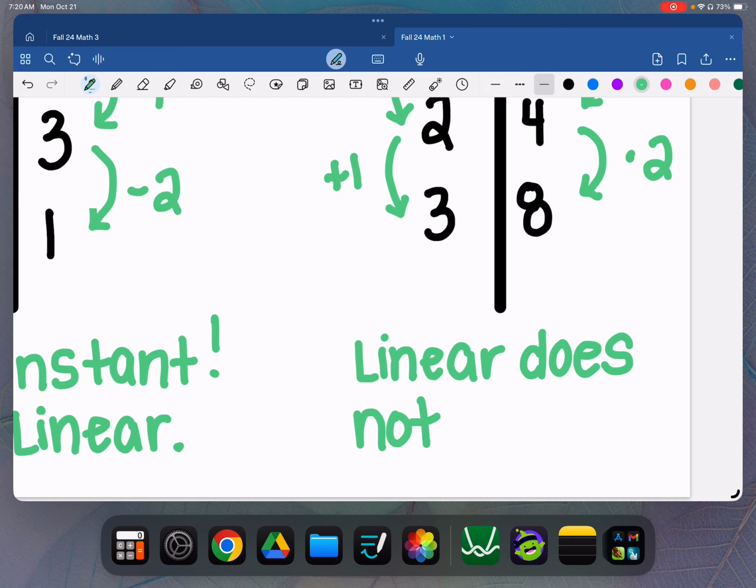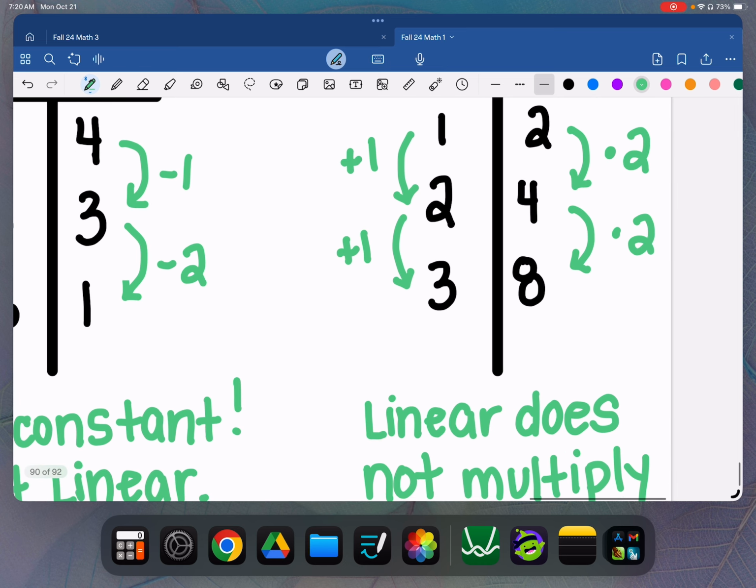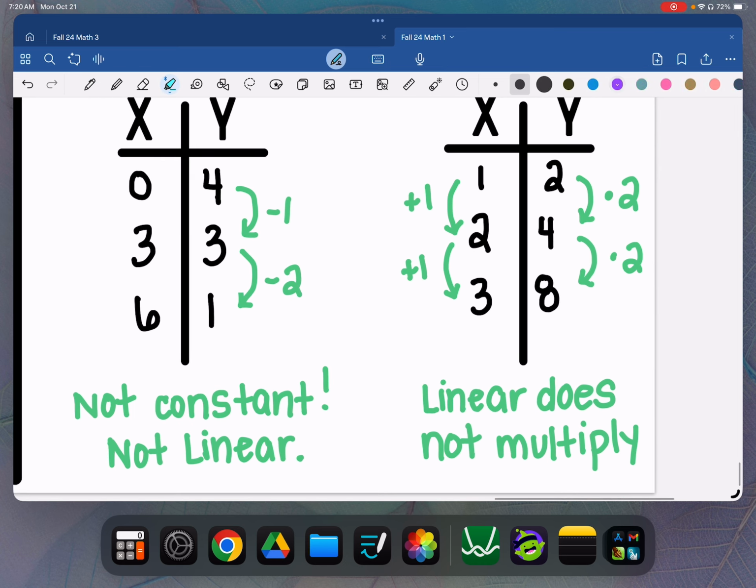Now, if I had asked you what the y-intercept is, I could have told you the y-intercept. The y-intercept here would be where x is 0. So I'm looking here, x is 0. My y-intercept would have been 4, but it's still not linear. So again, these are not linear examples here.